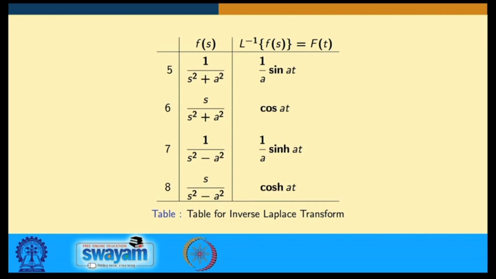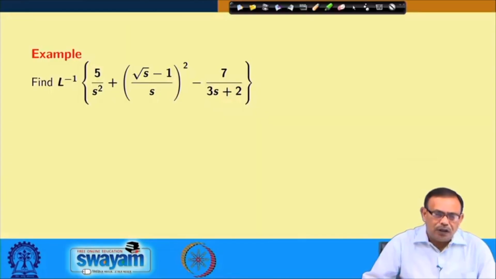If it is 1 by a sin a t, the corresponding transform is 1 by s square plus a square. If it is cos a t, s by s square plus a square is the Laplace transform. If it is 1 by a sin hyperbolic a t, it will be 1 by s square minus a square, and if it is cos hyperbolic a t, it will be s by s square minus a square. So, for your ready reference, I have given the Laplace transforms and the corresponding functions. This table you can use for ready reference.